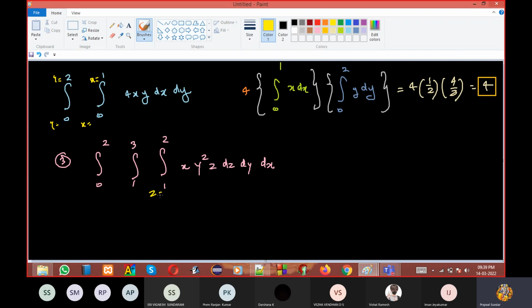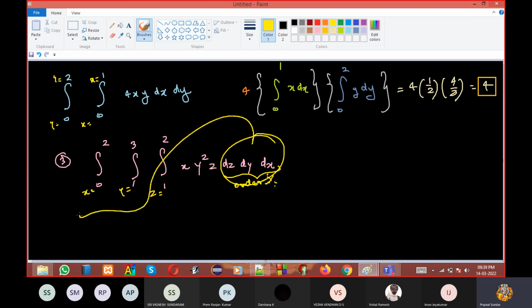So this will be limits for z, this will be limits for y, this will be limits for x, because that's the order in which it is written. You should be very careful of the order. Based on this order only, you should write the limits. Hope it's clear.